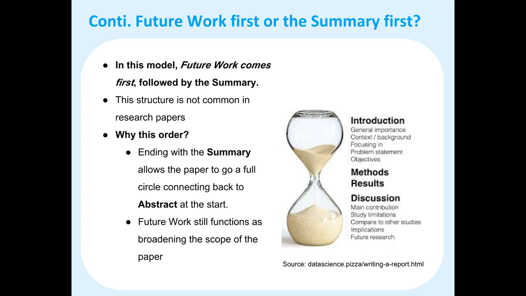Therefore, our model, future work first, is not common in research papers. However, we prioritize this alternative order for pedagogical and rhetorical reasons. Why this order? Ending with the summary ensures your paper concludes with a confident, results-focused declaration, giving you the best impact. By having the summary last, it acts as a final echo of the abstract, successfully connecting back to the abstract at the start, thus creating a complete, full-circle argument. The future work, when placed first, simply helps in broadening the scope of the paper before the final, definitive statement.